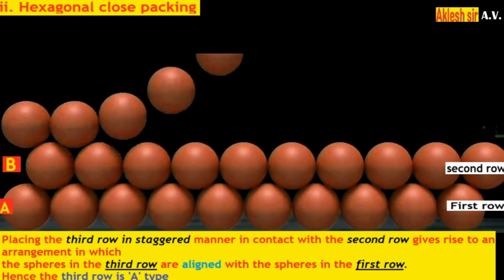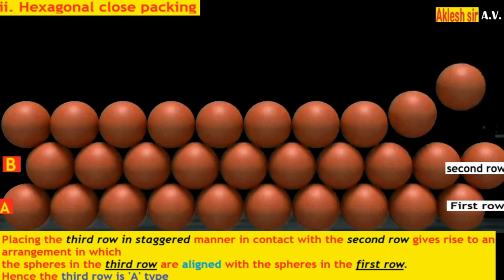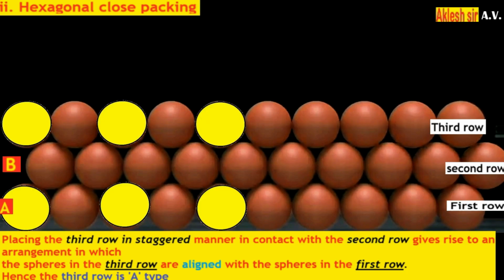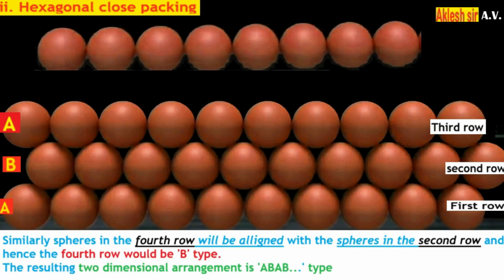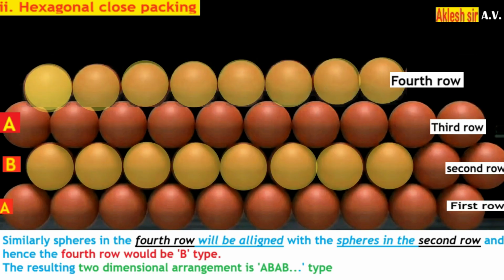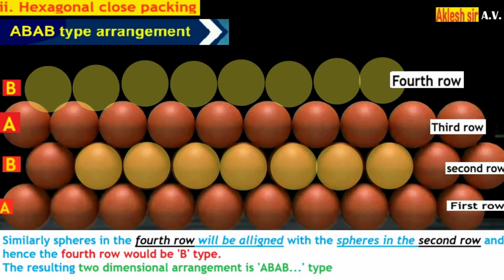Placing the third row in staggered manner in contact with the second row gives rise to an arrangement in which the spheres in the third row are aligned with the spheres in the first row. Hence the third row is A type. Similarly, when the spheres in the fourth row are placed on the third row, then the fourth row will be aligned with the spheres in the second row, and hence the fourth row would be B type. The resulting two-dimensional arrangement is ABAB type.